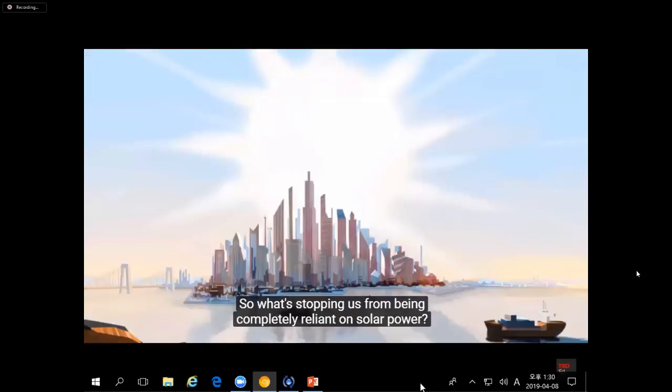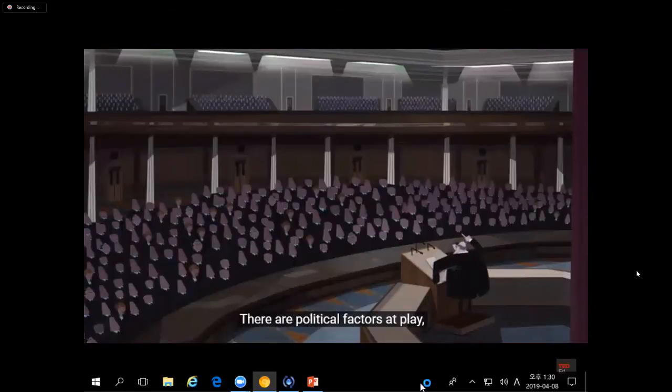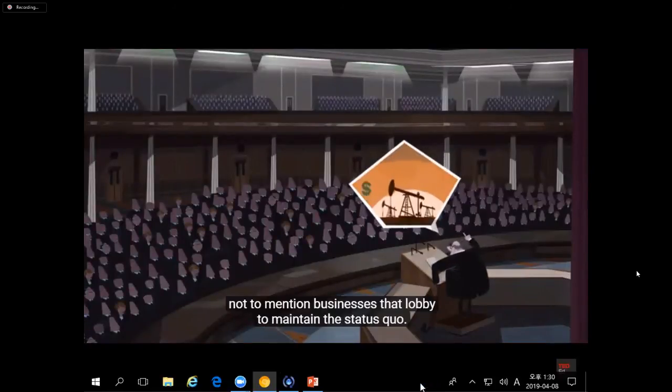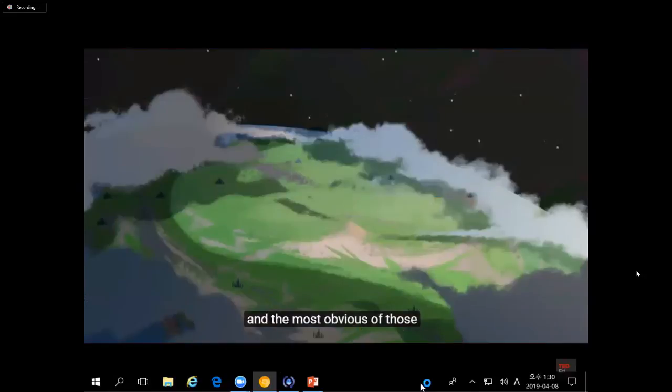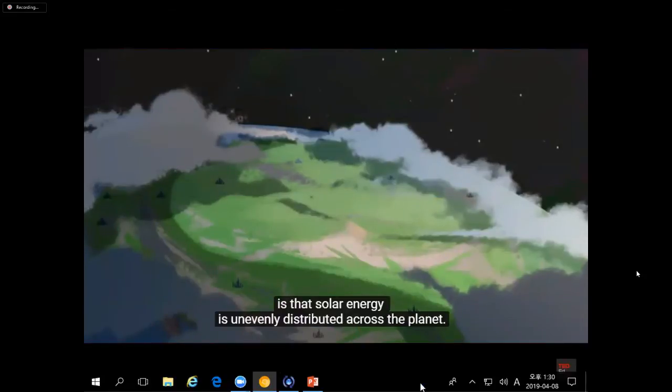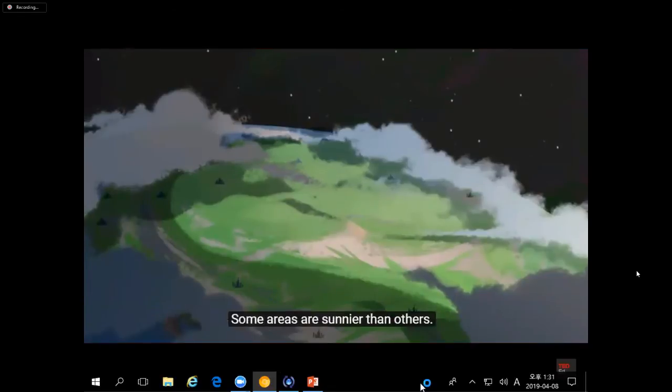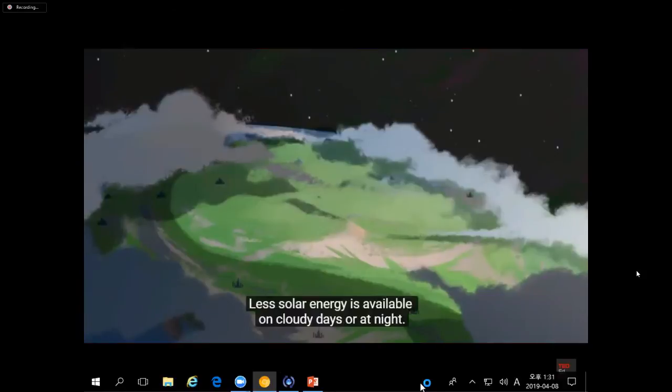So what's stopping us from being completely reliant on solar power? There are political factors at play, not to mention businesses that lobby to maintain the status quo. But for now, let's focus on the physical and logistical challenges. The most obvious of those is that solar energy is unevenly distributed across the planet. Some areas are sunnier than others. It's also inconsistent. Less solar energy is available on cloudy days or at night.